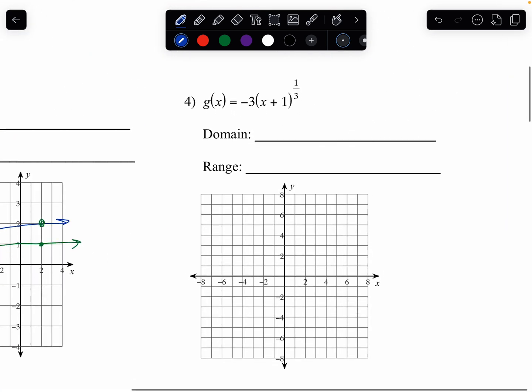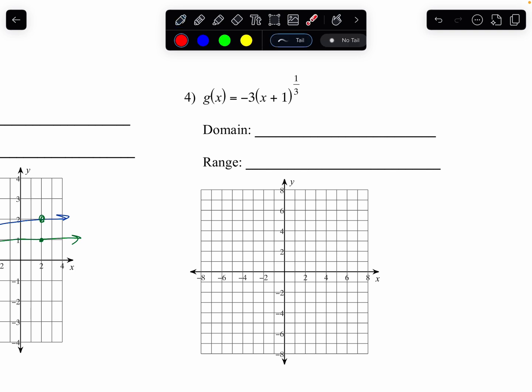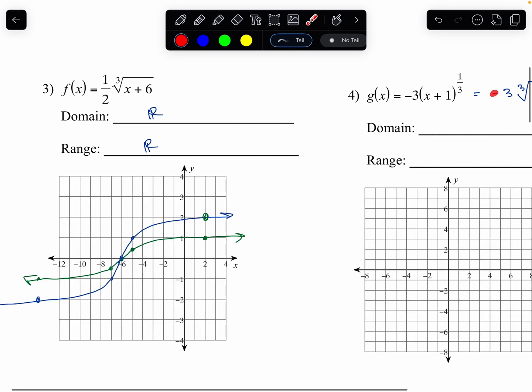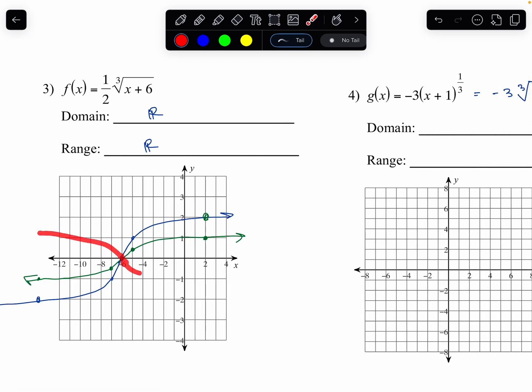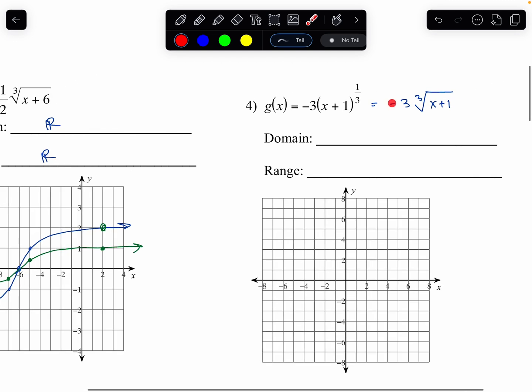All right, for 4, I see 3 transformations. I see this right here. Now, just because it's raised to the 1/3, just remember that this is the same thing as -3 cube root of x plus 1. And so it's still a cube root function, but I have a reflection in the x, meaning that it's going to behave like this rather than how it normally does, because that's a reflection in the x.